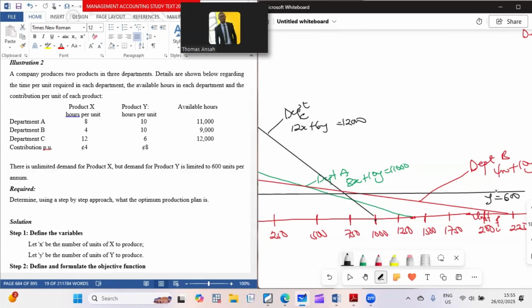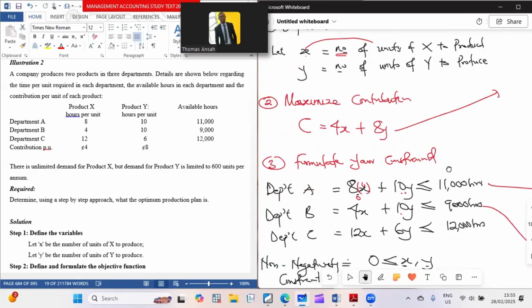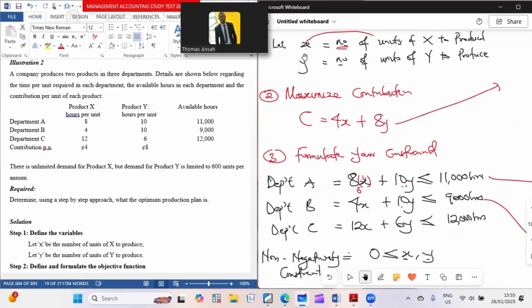So the only thing that we are left with is our contribution line. We call it the ISO contribution line. So now, how much do we have to envisage our contribution to be? How much? Because the contribution here, we want to maximize this contribution. So what is the contribution? Then what we do is that we will exchange the lines to find out how much we are going to get out of that.